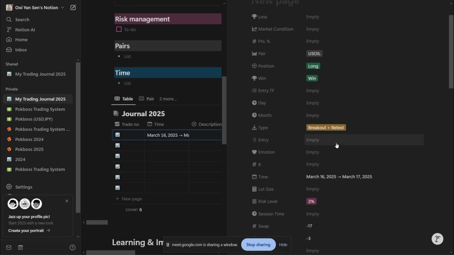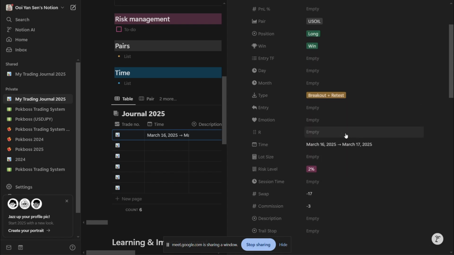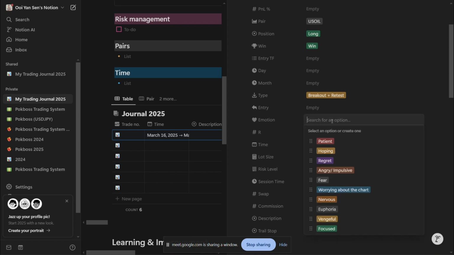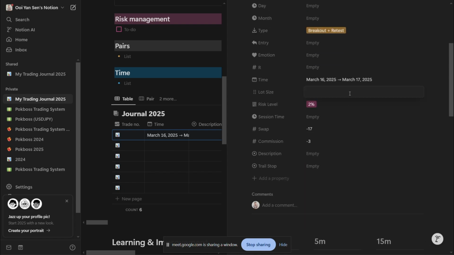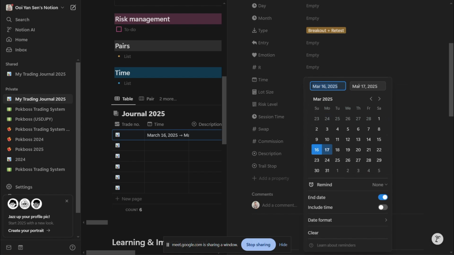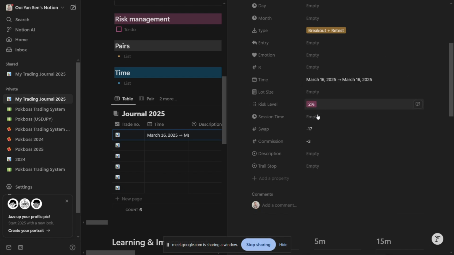And then the entry: market, limit, stop, it depends on how you enter the trade. And then the risk to reward ratio, emotion, lot size, the time you enter the trade, and the end date over here. If you want to open the end date, you can just open it over here. And then the swap fee. For this market, we have zero swap fee and commission. So basically, most of the time we put zero over here.